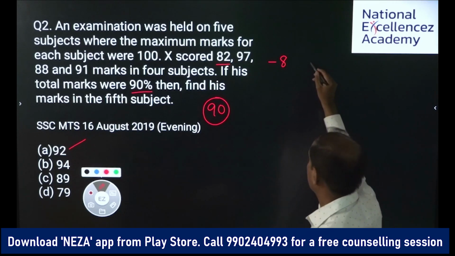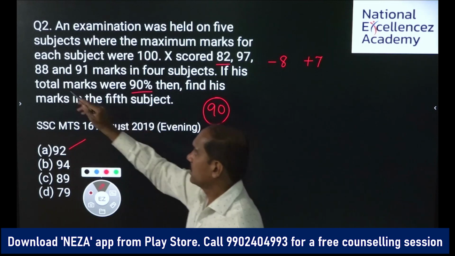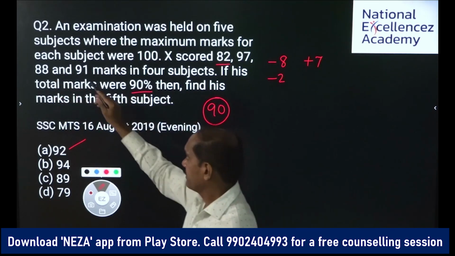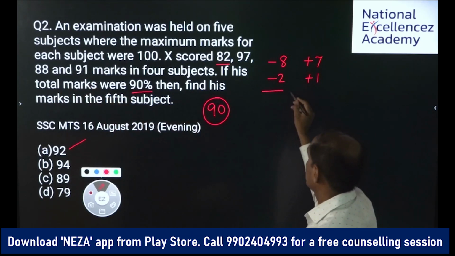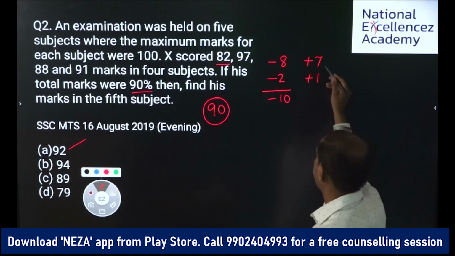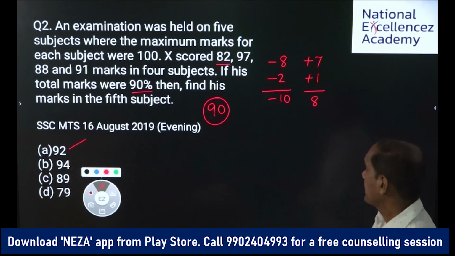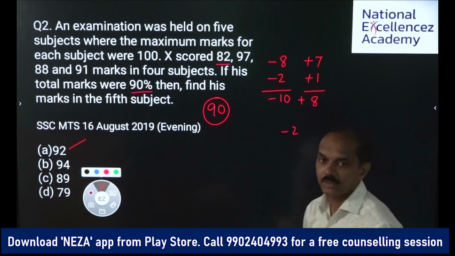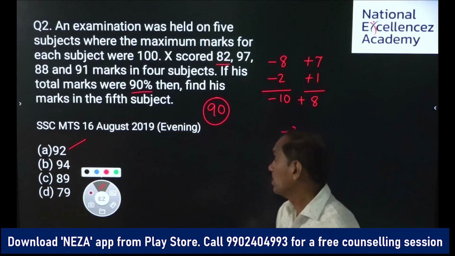In the second, he has scored 7 marks more. Third, 2 marks less. Fourth, 1 mark more. This total is minus 10. Here it is plus 8. Minus 10 plus 8 is minus 2. Net change is only minus 2.